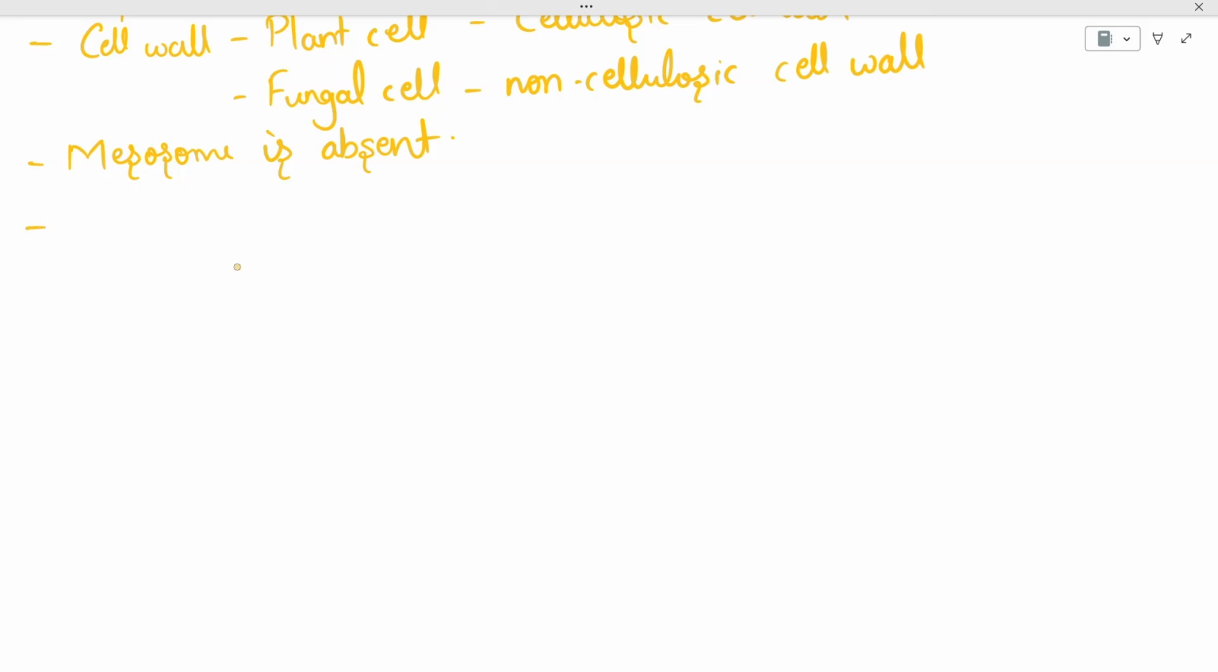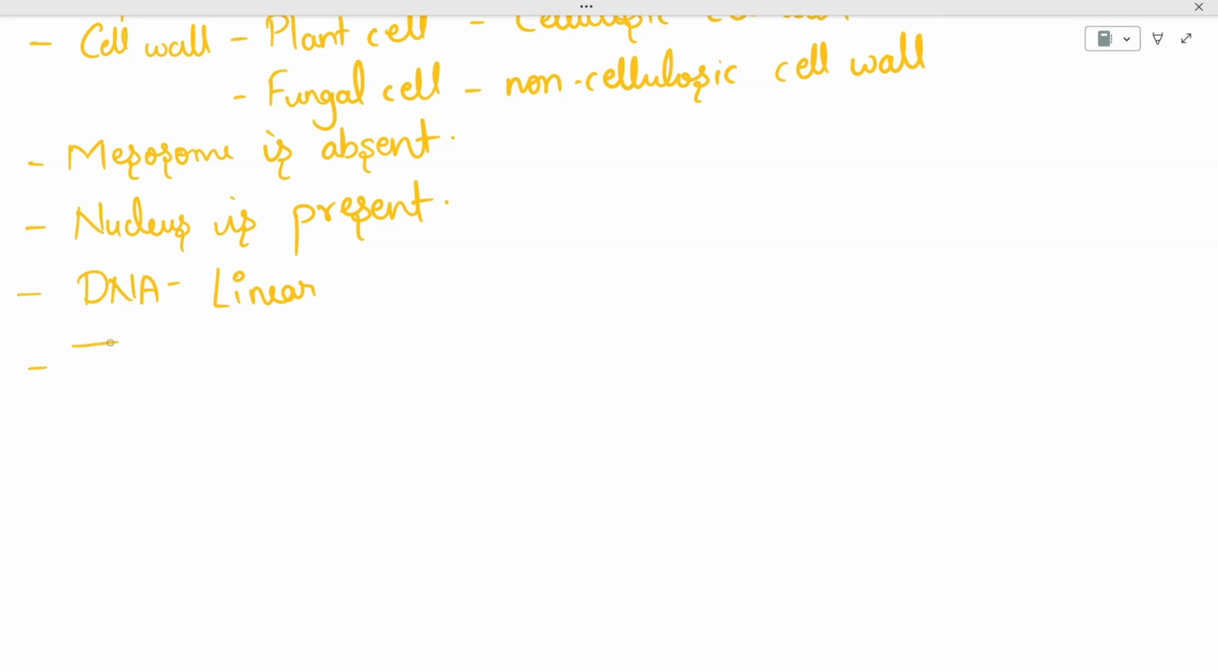Moving on to the next point, here you will find that nucleus is present. This is the main distinguishing character between prokaryotic and eukaryotic cell. Prokaryotes do not have a nucleus, whereas eukaryotes will have a nucleus. Now, talking about the DNA. In prokaryotes, the DNA was circular. In eukaryotes, the DNA will be linear.